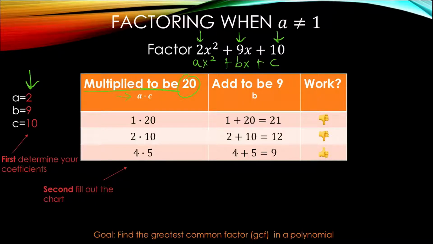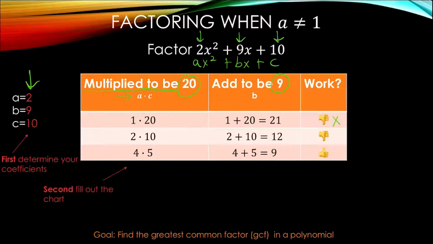20 divided by 2 is 10, so 2 times 10. 20 divided by 4 is 5, so 4 times 5. And keep going down the list until you run out of your options, okay? Next, I'm going to say which pair adds together to be my term in the middle, which in this case is 9. So 1 plus 20 is 21.